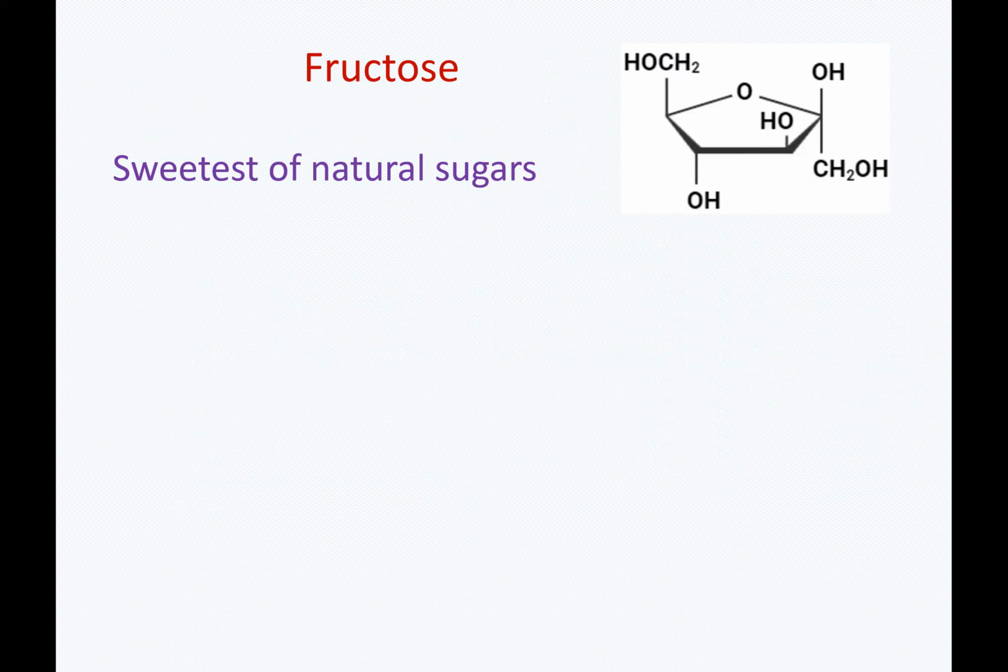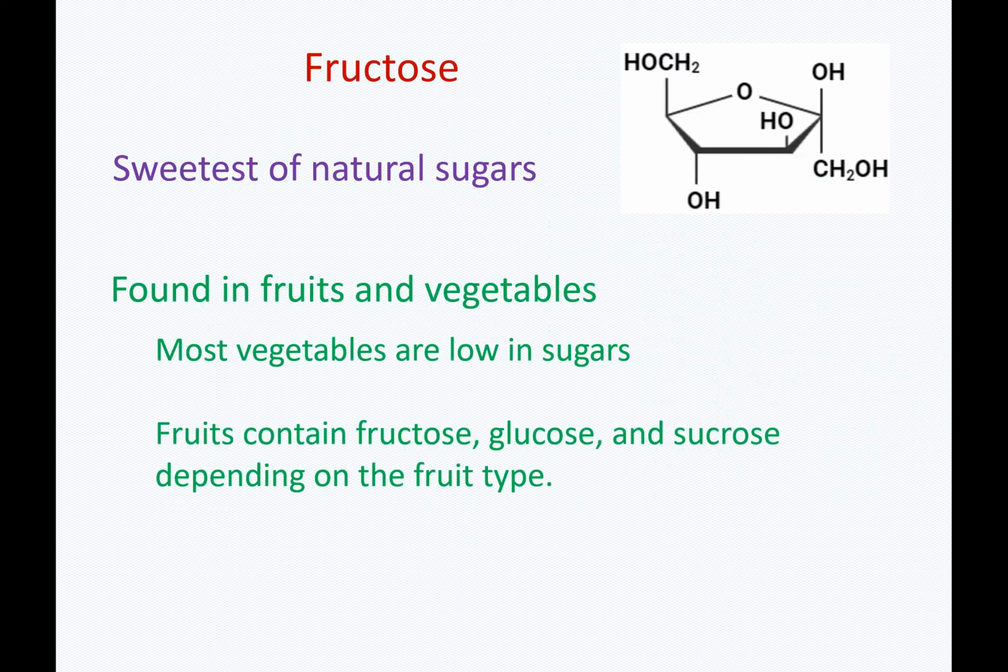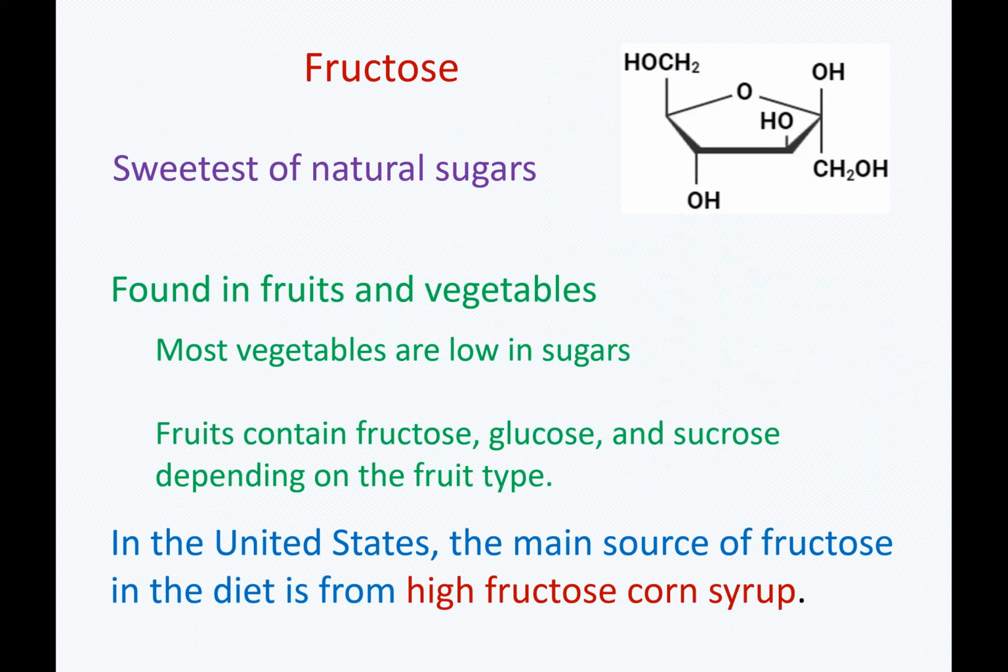Fructose is the sweetest of natural sugars. It has the same chemical formula as glucose. However, the structure is different. You can find fructose in both fruits and vegetables, though most vegetables are low in sugars. Fruits will contain fructose, glucose, and sucrose depending on the fruit type. In the United States, the main source of fructose in the diet is from high fructose corn syrup.